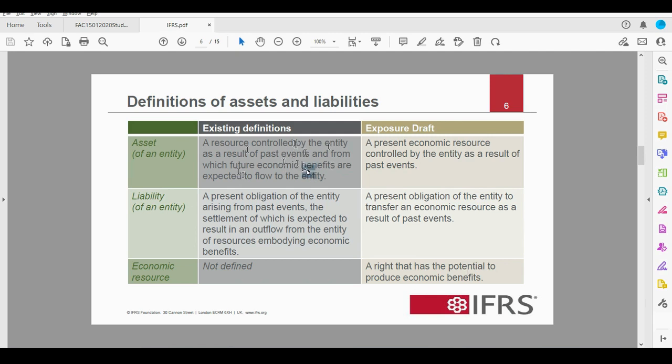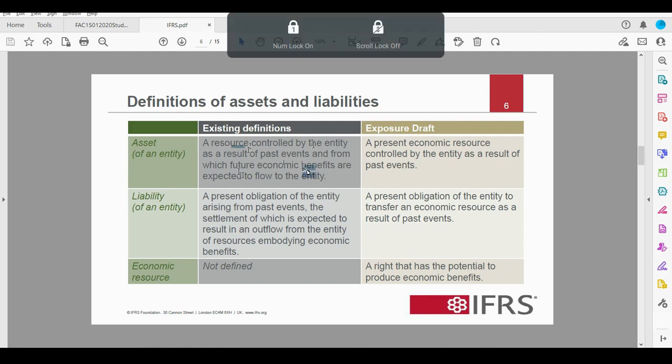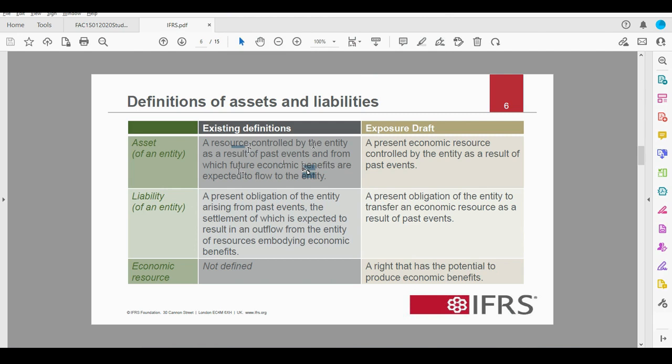So the first thing for you to be able to identify whether it's an asset is that it has to be a resource and it has to be controlled by the entity. What do I mean by resource? What do I mean by controlled? Resource means it is producing something.